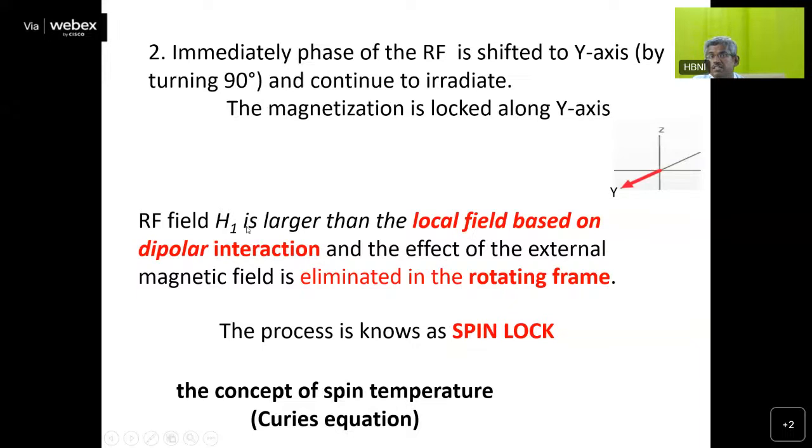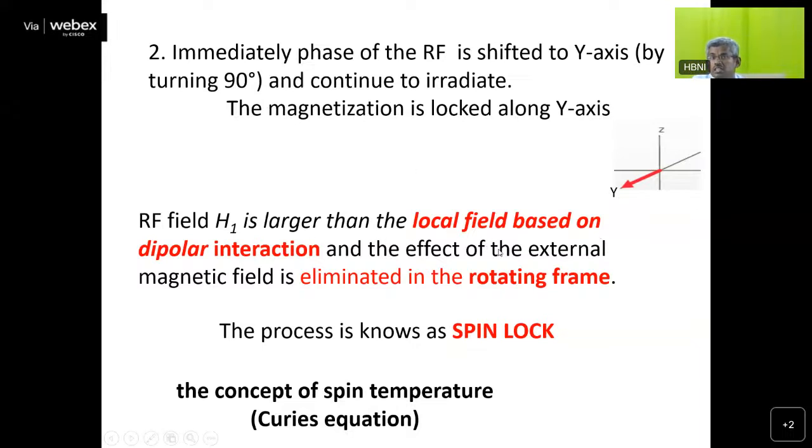Now, the RF field H1 is larger than the local field based on the dipole-dipole interaction, and the effect of the external magnetic field is eliminated. That I just now mentioned. The H1 field is larger than the local field based on the dipole-dipole interaction, because H1 is nothing but the field which we apply in the form of a pulse. So that H1 field remains here. H0 is nothing but the applied magnetic field. H1 is nothing but the pulse field coming from the 90-degree pulse, because it is modulated with the carrier wave.